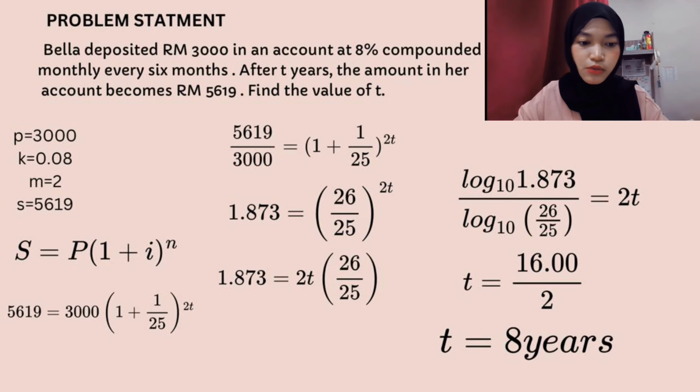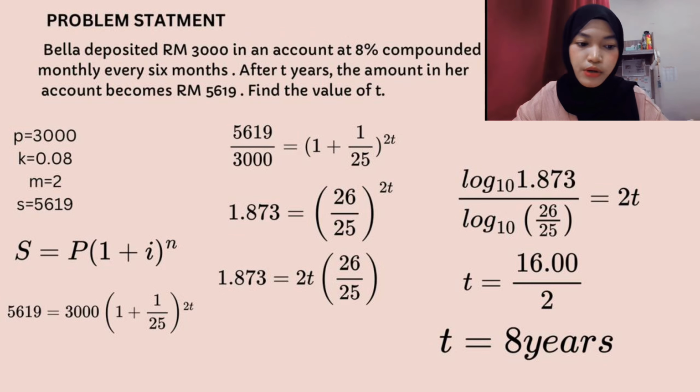Okay, we calculate this. 1.873 equals bracket 26 per 25 bracket 2T. Okay, 2T we need to bring in front. So 1.873 equals 2T bracket 26 per 25. Close the bracket. In this we need to use log. So log 10 of 1.873 per log 10 of bracket 26 per 25 equals 2T. So when we calculate, we got the answer 2T equals 16.00.